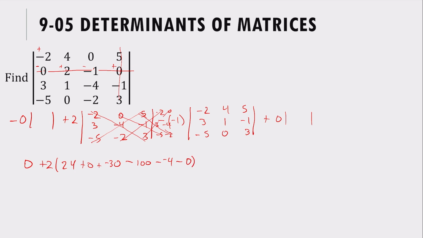And then if you can still see it, we had a minus negative 1, so that's plus 1 times the next determinant. So that's negative 6 plus 20 plus 0 minus negative 25 minus 0 minus 36. And then it was plus 0 at the end.